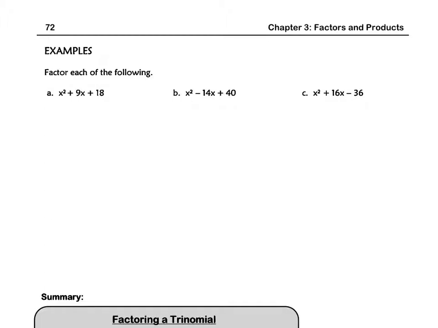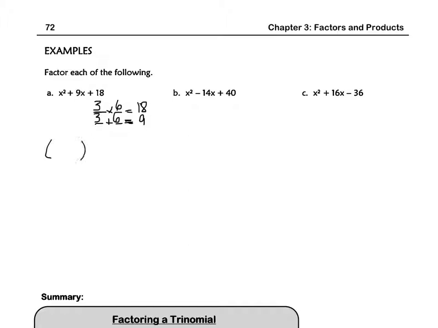Okay, so we're going to try a few examples here. And again, you don't have to write this step in, but I just find it helps when you're learning to write this down. This is what you're thinking. You're looking for two numbers which multiply to give you the constant term, which is 18, and add to give you the middle coefficient, which is 9. So if you think about the factors of 18, 3 and 6 will multiply to give you 18, and will add to give you 9.